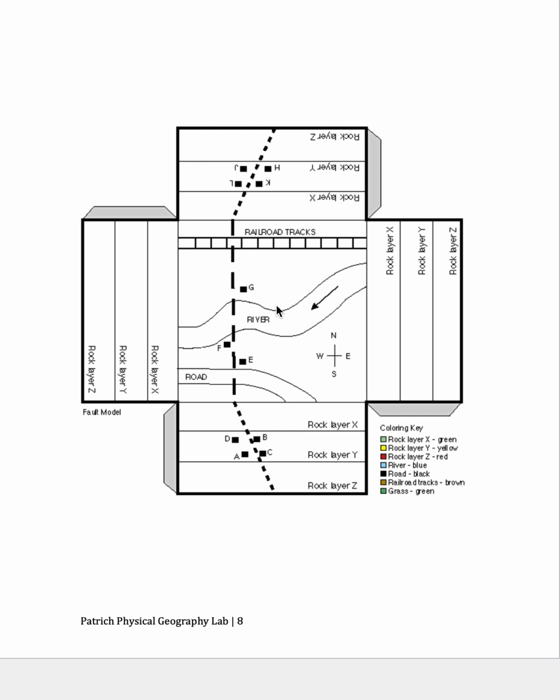We will see that you have rock layers X, Y, Z. They are continuous across all four sides. We identify that there's a river that flows on top, and there's also a road. Well, these letters on the side are how this activity works. So you can always keep the model in its normal box shape.